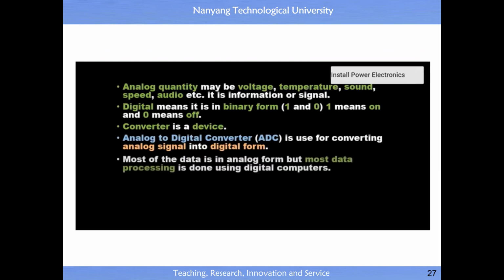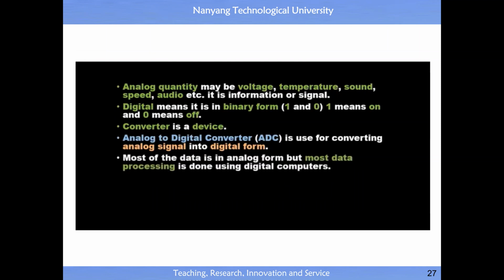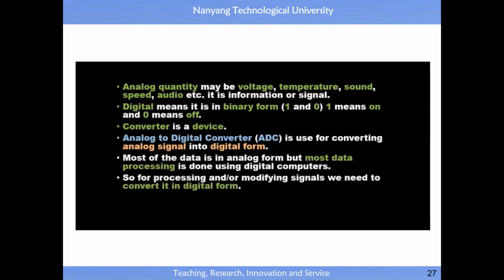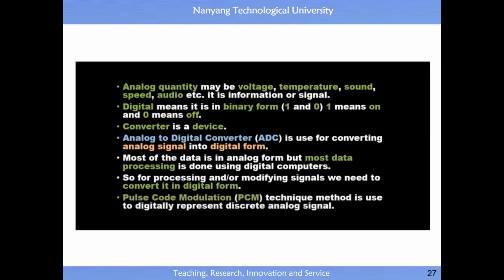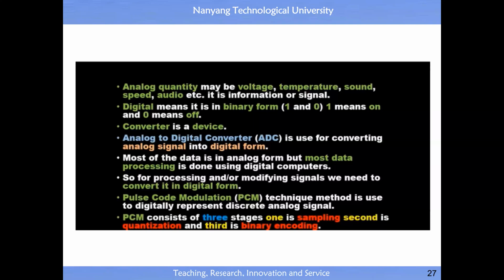Most of the data is in analog form, but most data processing is done using digital computers. So for processing and/or modifying signals, we need to convert them into digital form. The pulse code modulation, PCM, technique is used to digitally represent discrete analog signals. PCM consists of 3 stages: the first is sampling, the second is quantization, and the third is binary encoding.